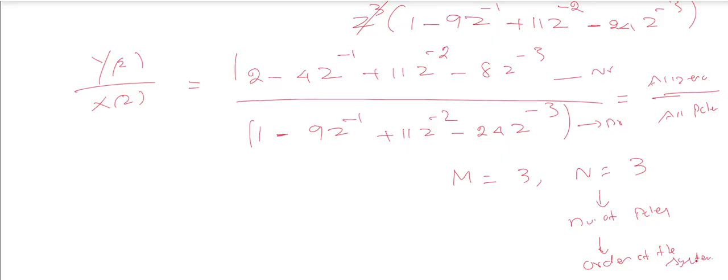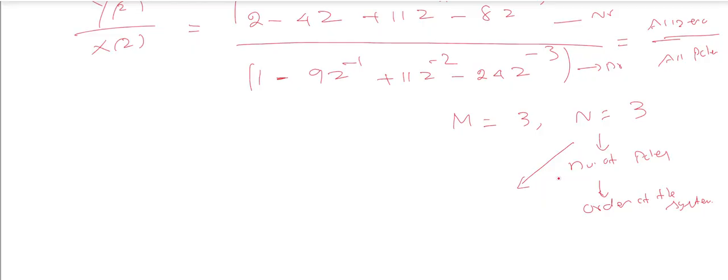And to realize the system in direct form 2, we need the number of poles, that is n is equal to 3. So the delay elements are actually the maximum of m comma n. If m is equal to n, here both are the same, so the order of the system. The number of delay elements or memory locations required is 3. 3 memory elements are required.